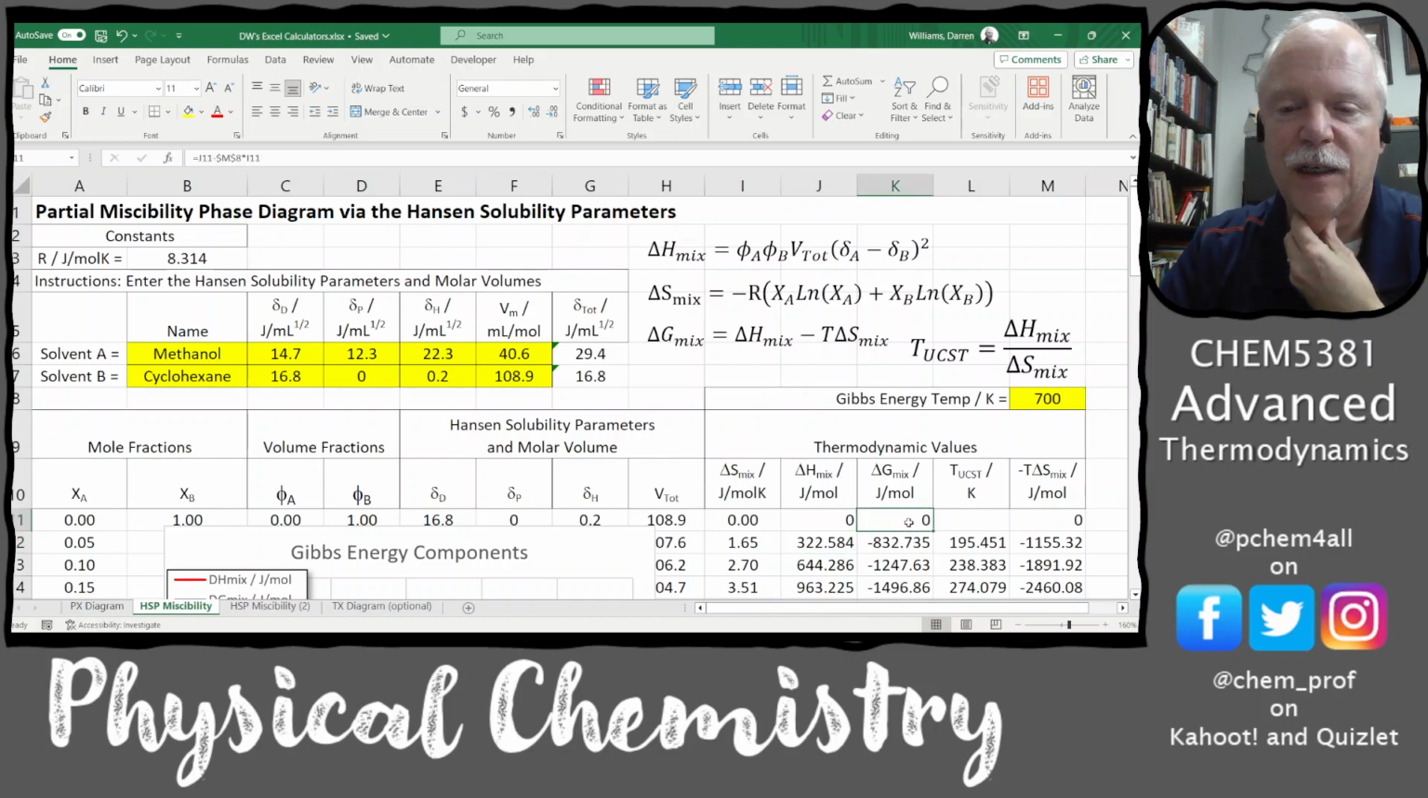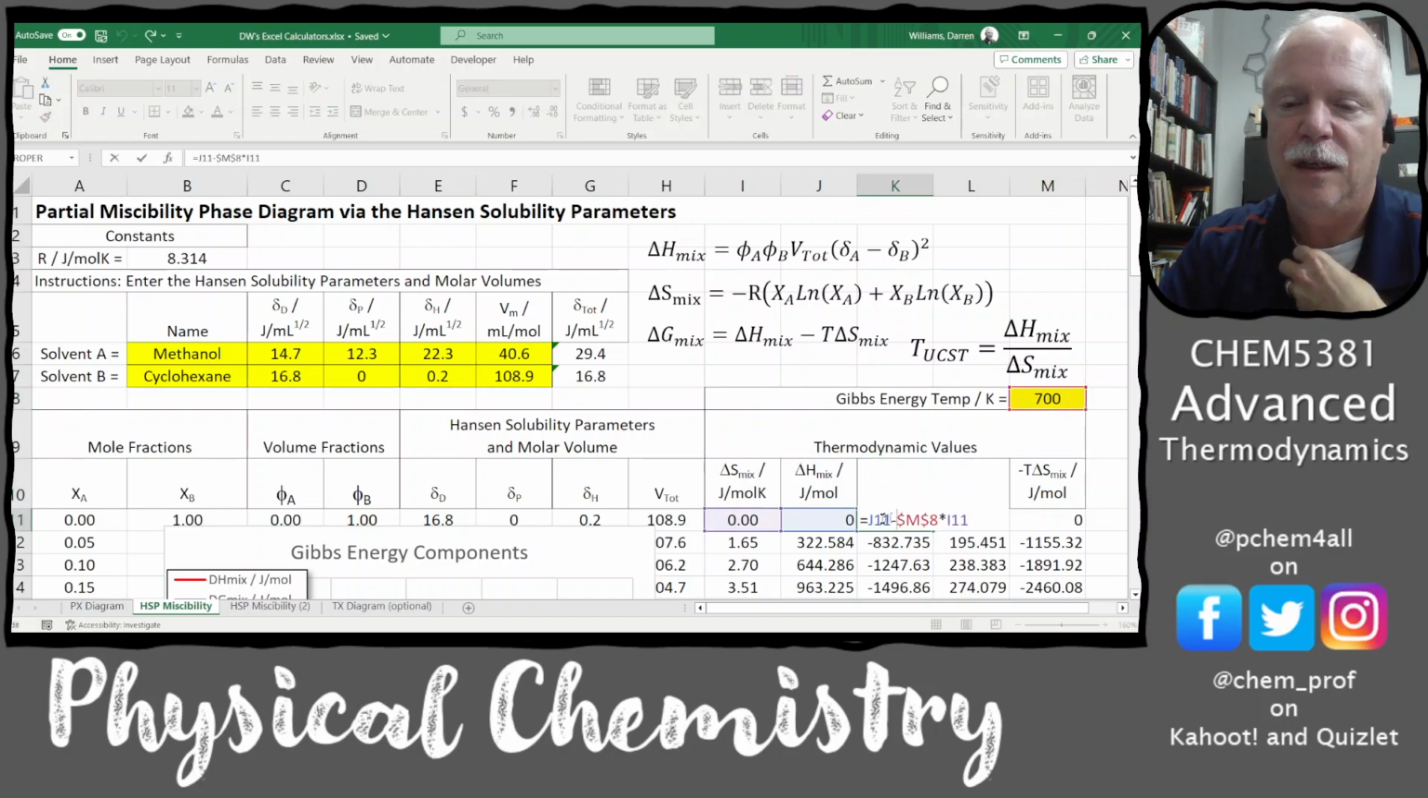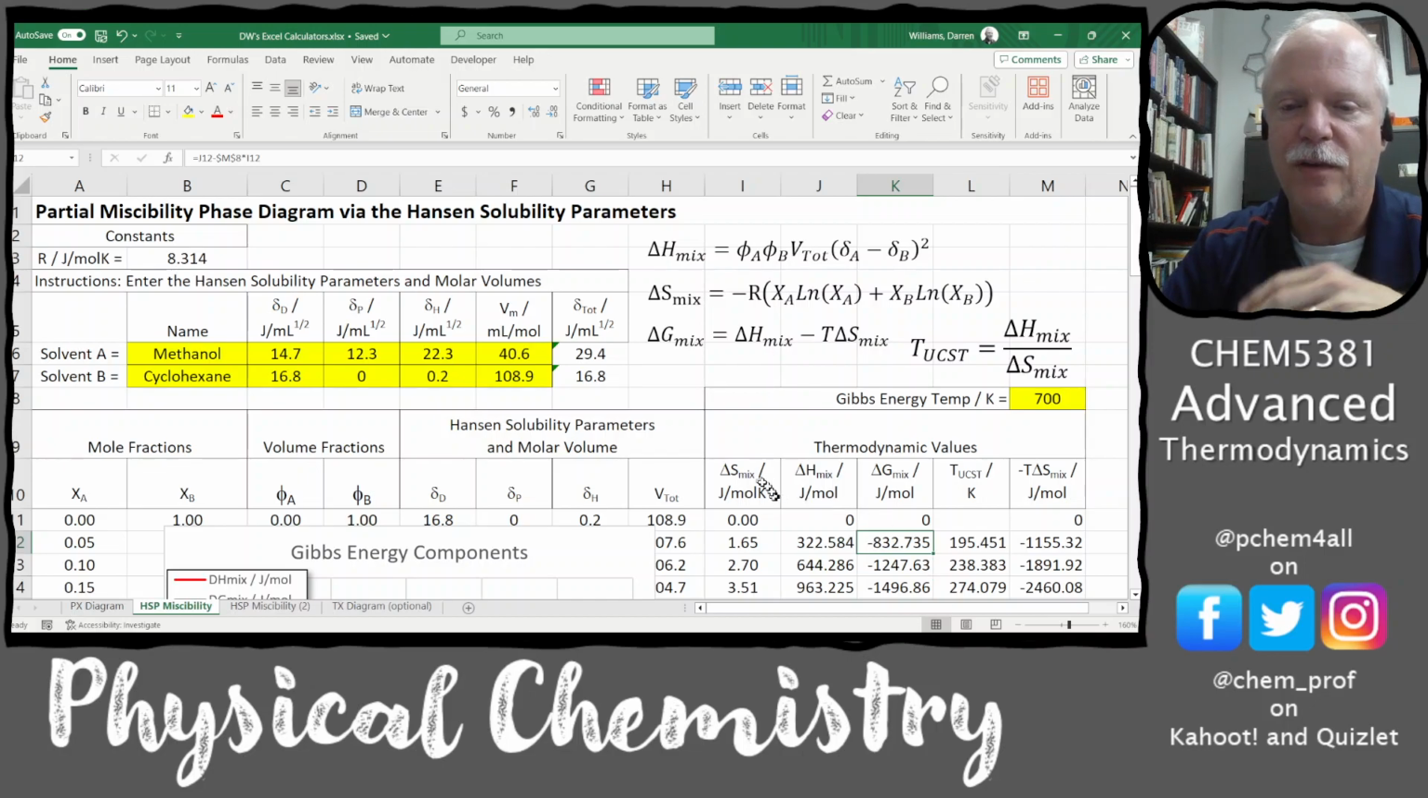Now, delta G of mixing, we need a temperature for the delta G, right? It's delta H minus T times delta S. So here's the temperature for this Gibbs energy. And so we've got this. And so it's delta H minus T times delta S. And we copy that down. So we have S, H, and G.